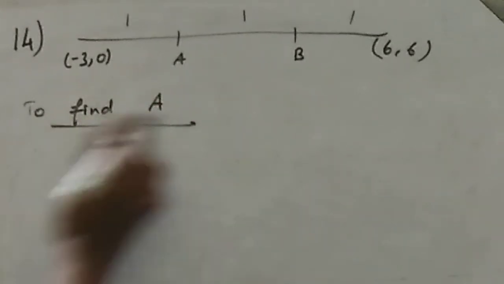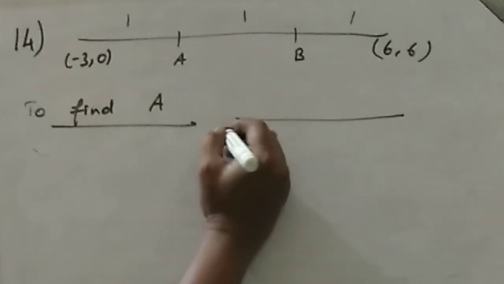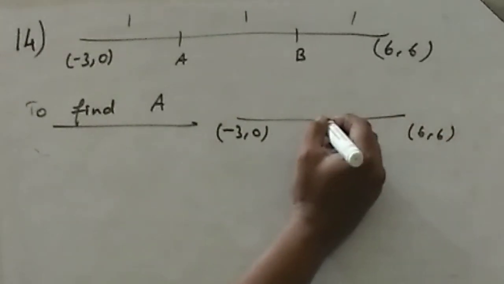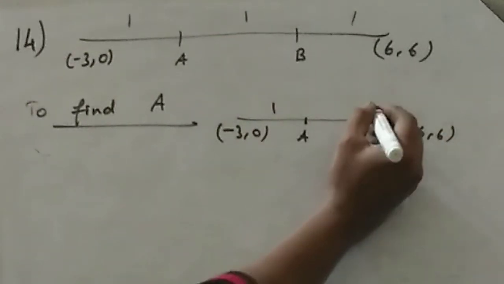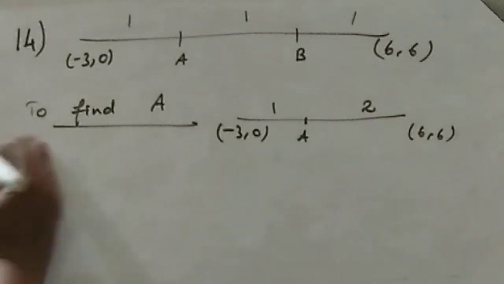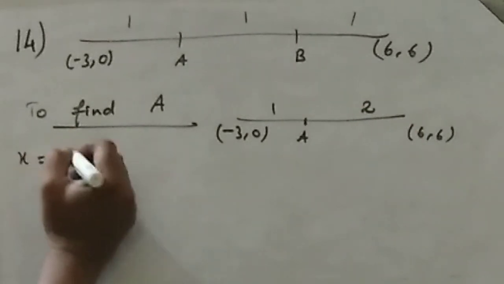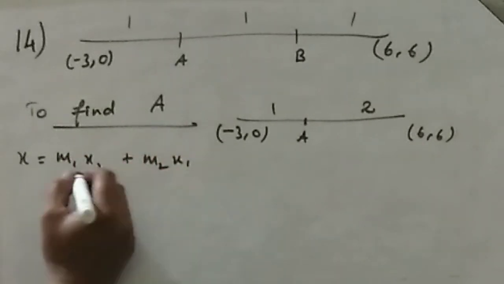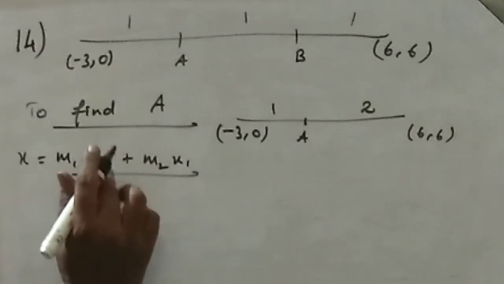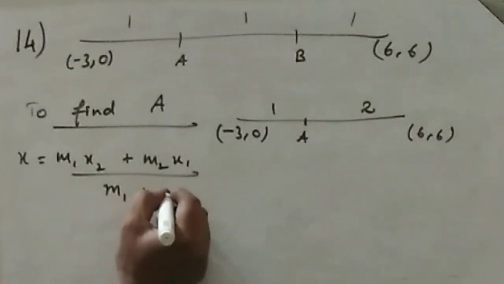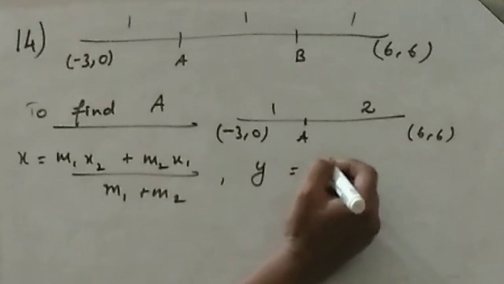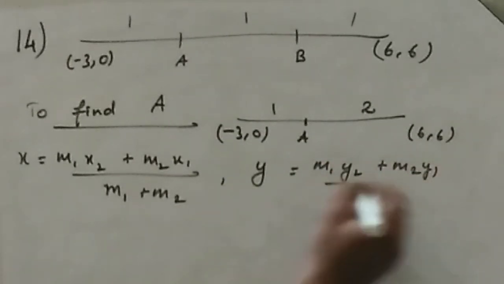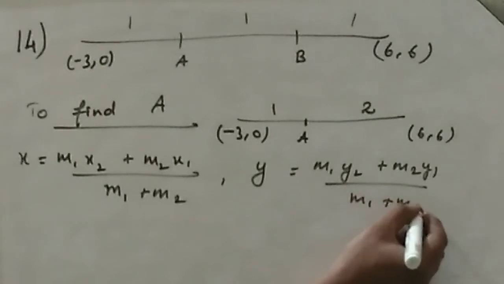Now to find A, we draw the line. Minus 3, 0 and 6, 6. Here it is A, 1 and 2. Okay. Write the formula. x is equal to m1 x2 plus m2 x1 upon m1 plus m2, and y is equal to m1 y2 plus m2 y1 upon m1 plus m2.